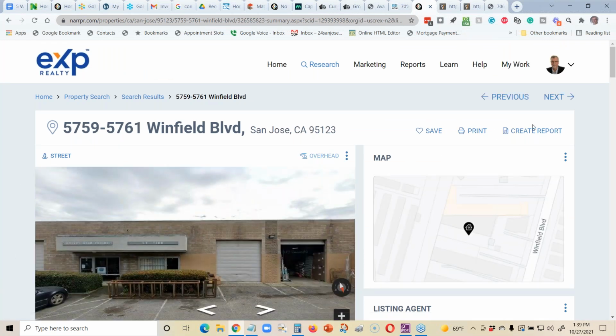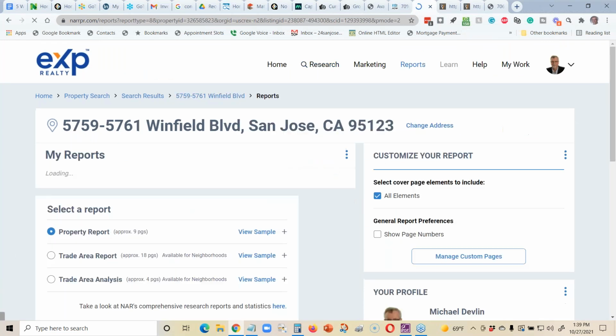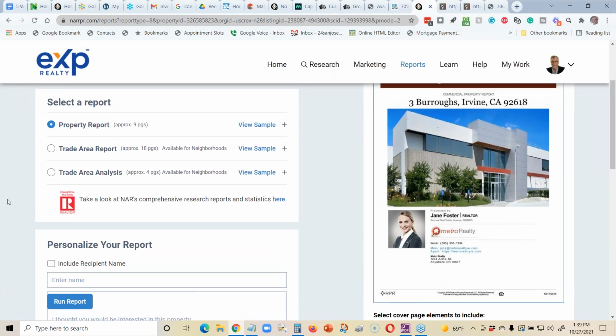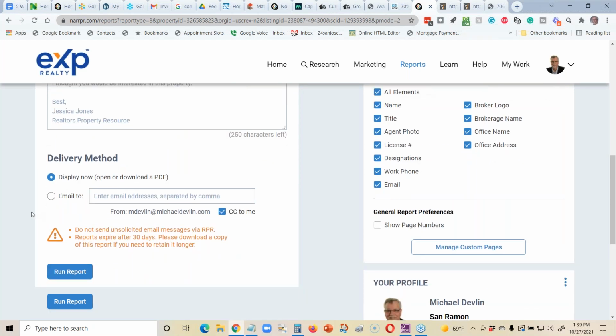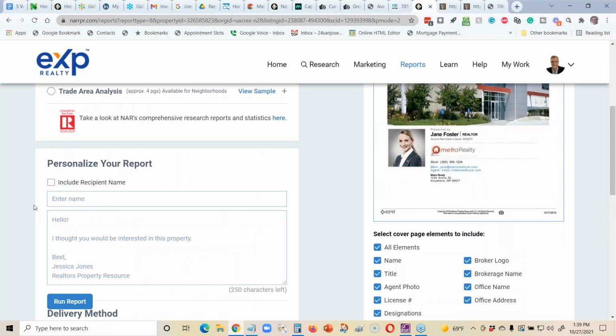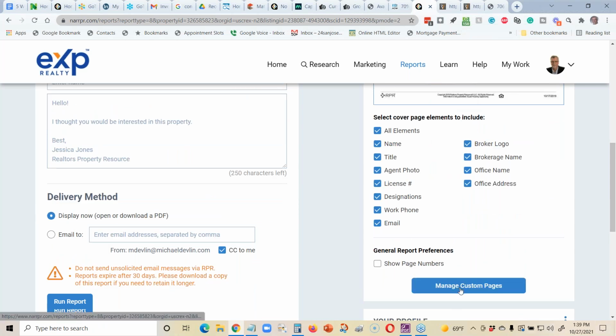So this is a commercial property. When I go to create report, notice it gives me different reports, right? Trade area, trade analysis, the property report. The property report is a commercial property report. When you get to 5 or more, and then again, I would connect those printouts with it, right?